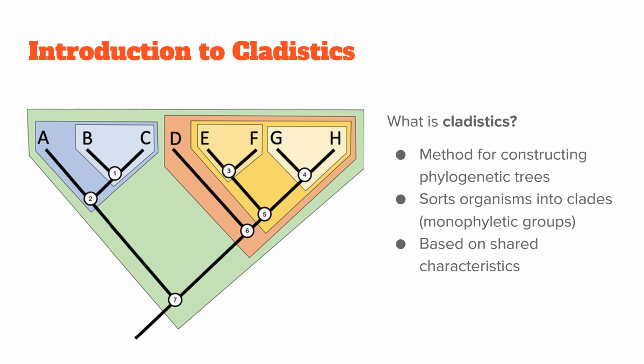Cladistics is the method biologists use to sort organisms into clades, or monophyletic groups. Each includes a common ancestor and all of its descendants. This approach builds phylogenetic trees based on shared derived characteristics, features unique to a group that signal evolutionary relationships. Cladistics provides a consistent, evidence-based way to organize biodiversity.